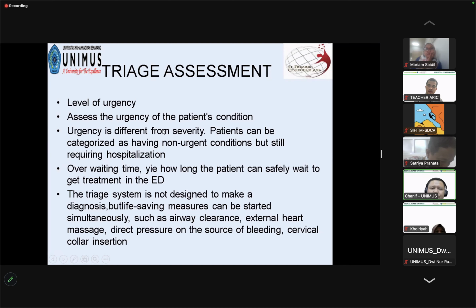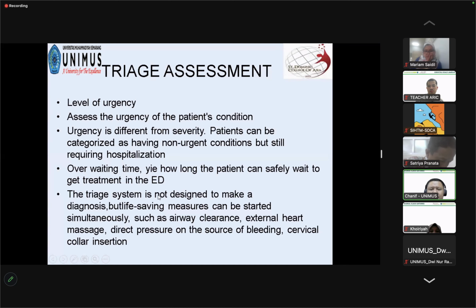Urgency is different from severity. Yeah, patient can be categorized as having non-urgent condition, but still requiring hospitalization. Another one is how long patient can wait, or the waiting time. Yeah, how long patient can safely wait to get treatment in the emergency department.